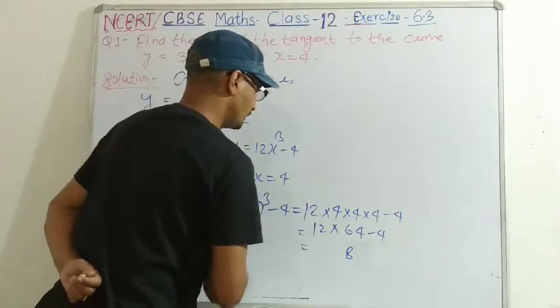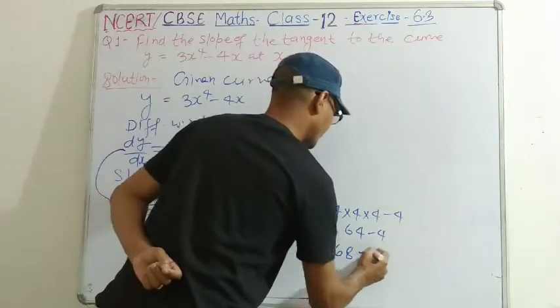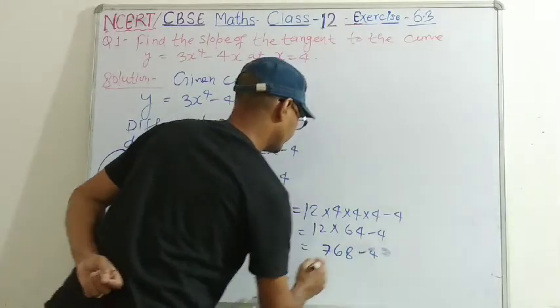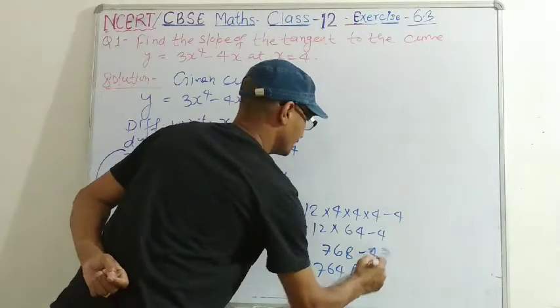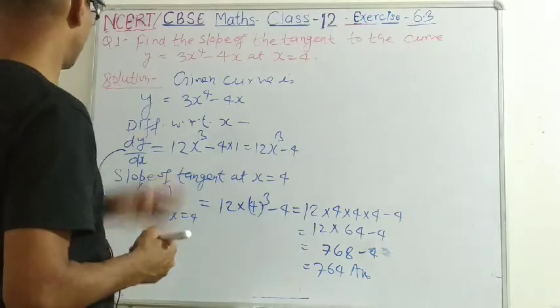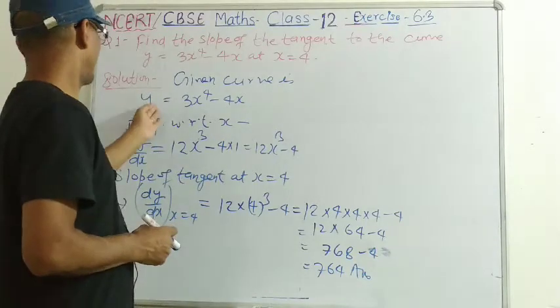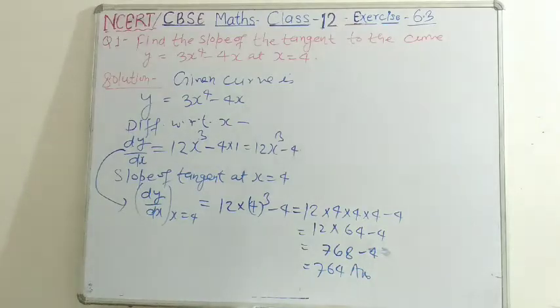12 into 64 minus 4. Multiplying this, 12 times 4 is 48, 12 times 6 is 72, and 4, so 768 minus 4 is equal to 764. It is the answer. So in an easy way we can find the slope of the tangent only by differentiating y with respect to x. So it was the solution of question number 1. We do the next.